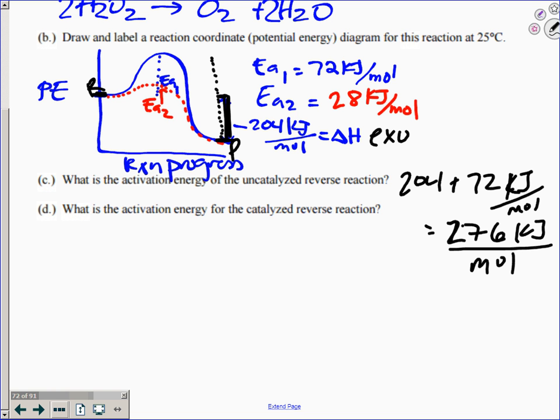Okay, and then of course I think you guys could do the catalyzed reverse. How would that? What would that number be for the catalyzed reverse reaction? So the 204 plus the little bit here. So that's 204 plus 28. Okay. All right.